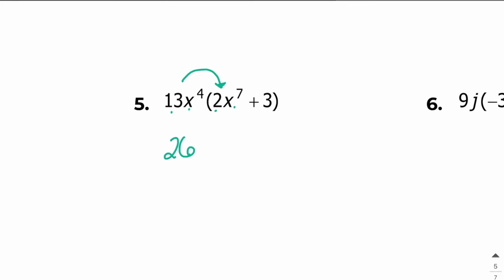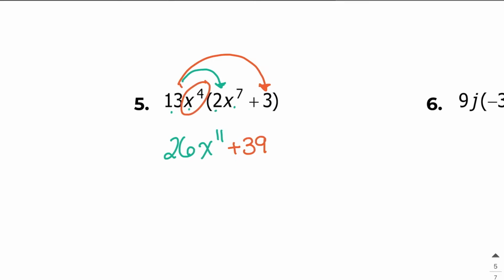What would that give me? Think about that for a second. Write down what you think it would be. Hopefully you said x to the power of 11 because 4 plus 7 is 11. Then I'm going to multiply 13x to the power of 4 times 3. So 13 times 3 is 39.